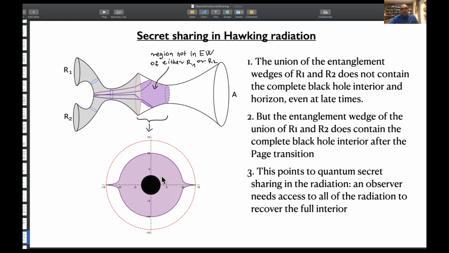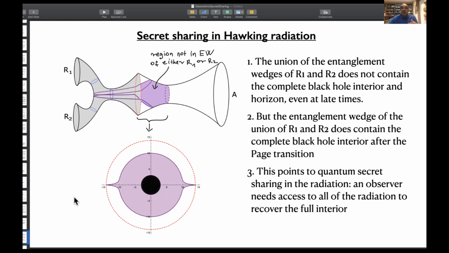so this picture here is looking from the side A. If you look this way towards this, you'll see a picture like this, but there is this purple blob with the black hole horizon in the middle, which is not in the entanglement wedge, is not in the union of entanglement wedges of R1 and R2.